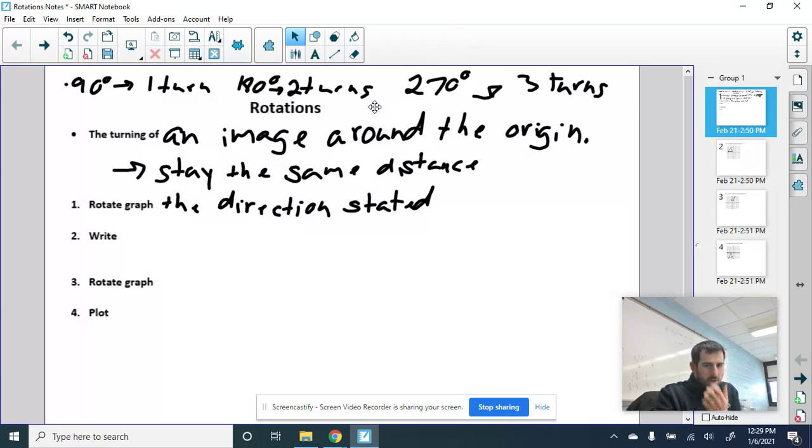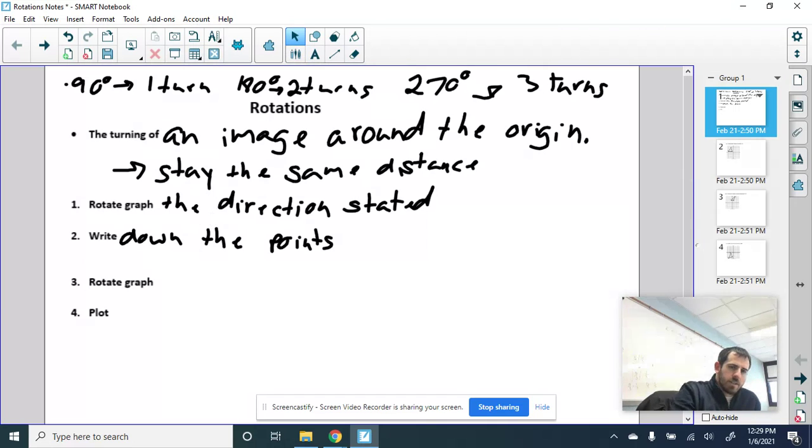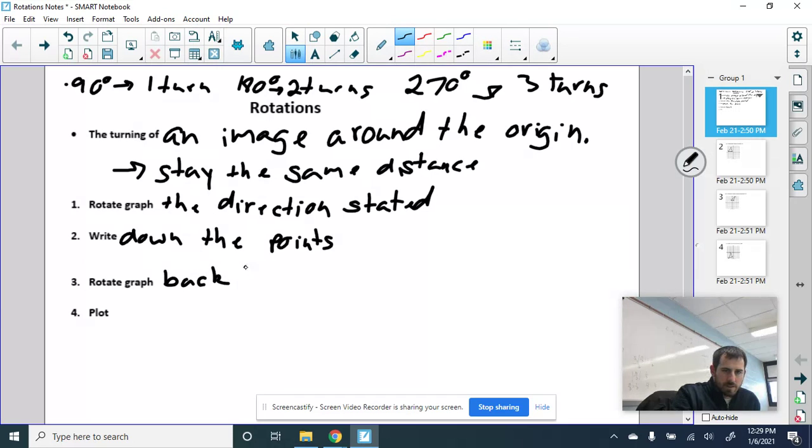So back to our steps. Step 2: after rotating in the direction stated, you're going to write down the points. So if you got a point A, you rotate it and you find where A is at. Now, when you rotate it, your graph is now like a new graph. There's a new XY coordinate, which we'll talk about when we do the example. But you're going to write down the points. Step 3, you're going to rotate the graph back to, I'm just going to say regular.